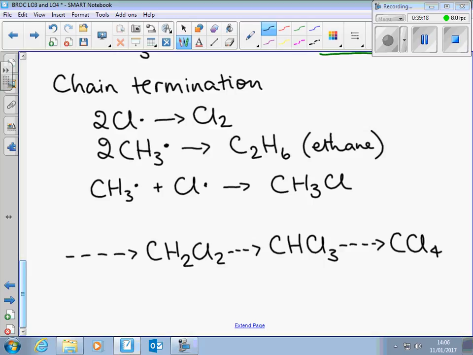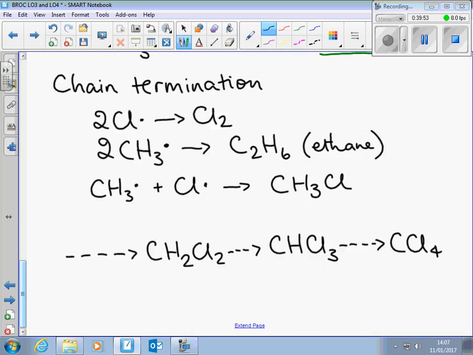Well, that will just terminate the production of this. You could, of course, theoretically have collision between... what we haven't got is collision between our CH3Cl and chlorine radicals, but that doesn't terminate, of course. That's another chain that you would then get. So that's the mechanism for making CH3Cl.